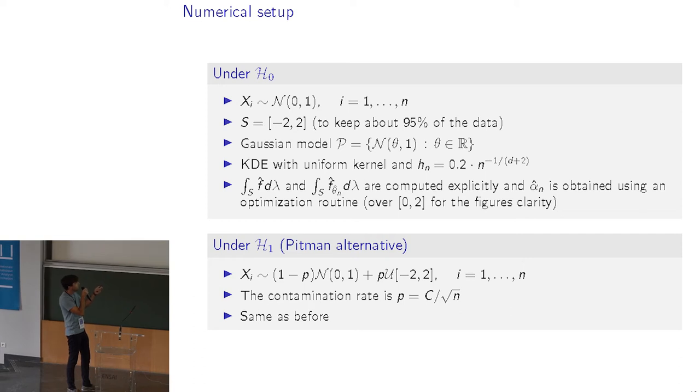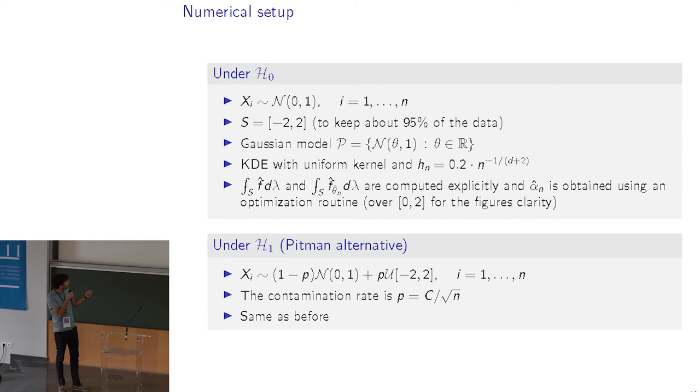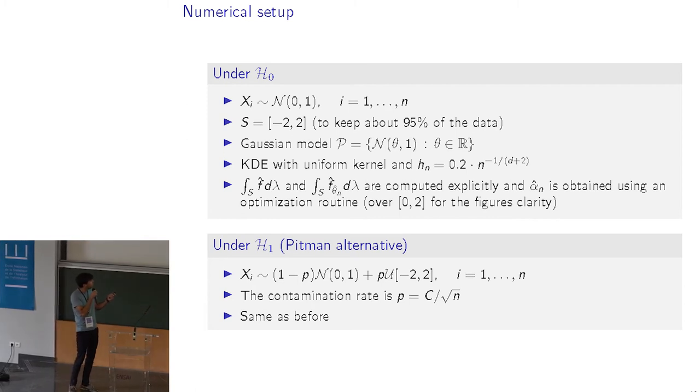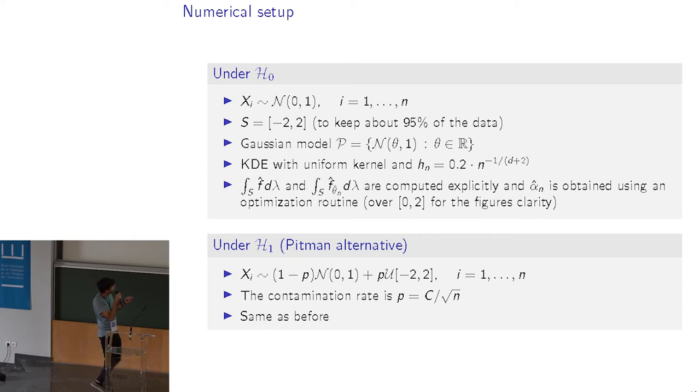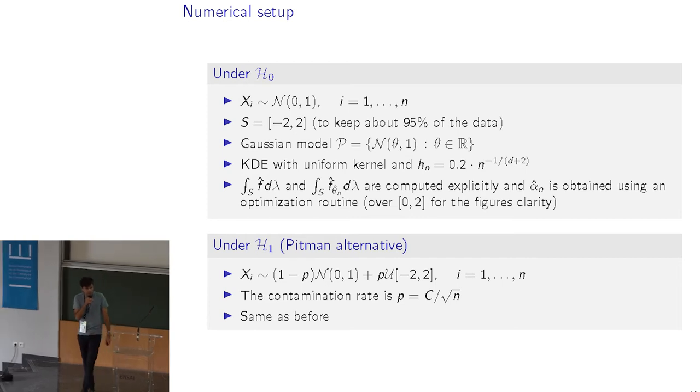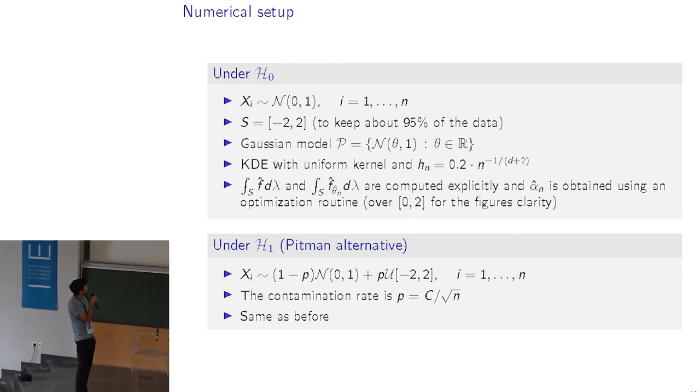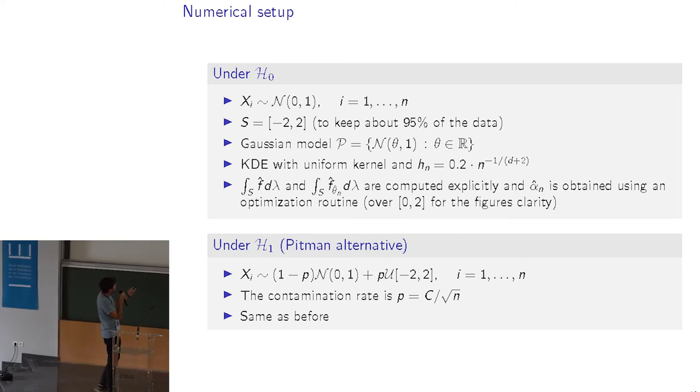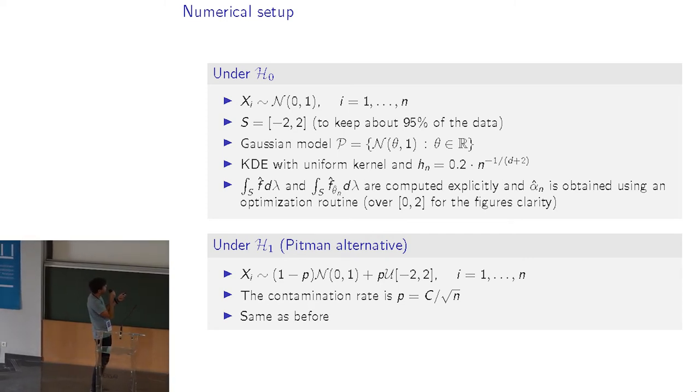You choose s, so the set that is used to remove some of the data is chosen as follows in order to remove only 5% of the data. We have a Gaussian model where the parameter is the mean, and we use a uniform kernel plus a bandwidth of that order, so that all my previous assumptions are satisfied. The two quantities are really easy to compute here, because you can do some algebra and obtain some value for it.